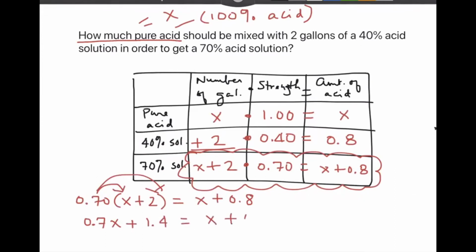equals x plus 0.8. Okay, so again, you can put the x's on either the left side or the right side. This time I'm going to put them on the right side. The only reason I'm doing that is so I don't get a negative coefficient in front of my x. Not that that would really be a big deal. Okay, so that's going to leave me with 1.4 equals, now be careful here, x minus 0.7x, remember your invisible 1 there. 1 minus 0.7 is 0.3.